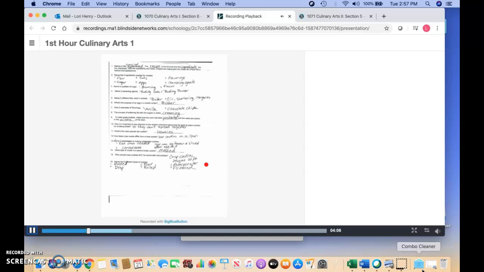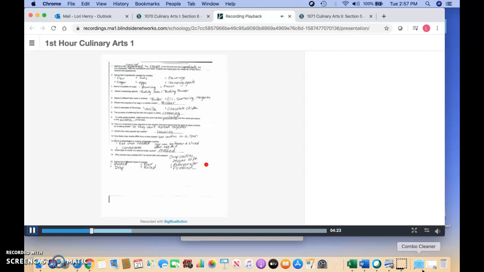The purpose of an egg in a recipe for cookies is a binder. Eggs, as we will learn in the next couple of weeks here, have many properties. But in a cookie, it would be to bind your ingredients together.